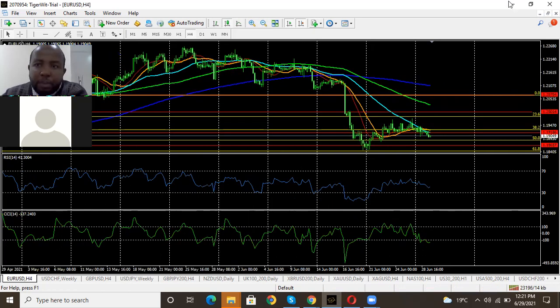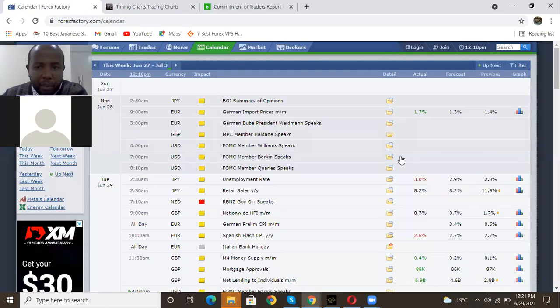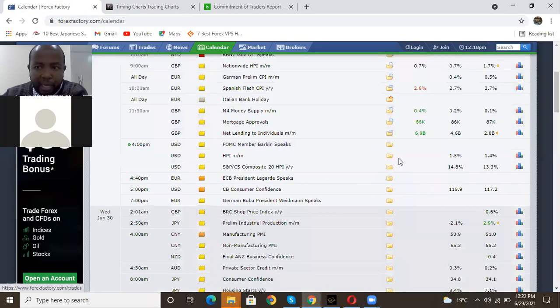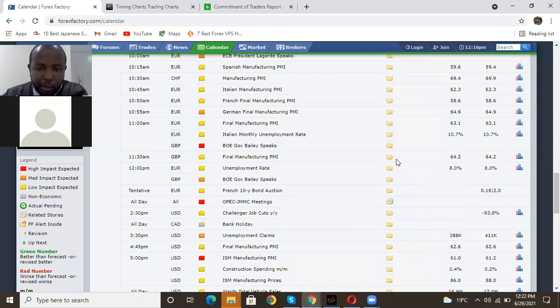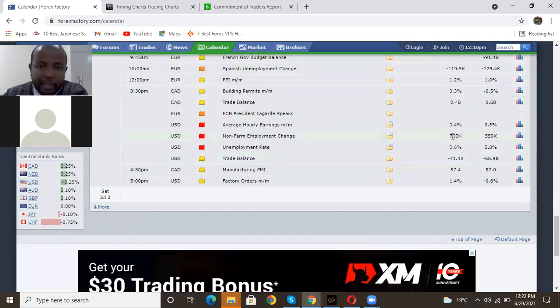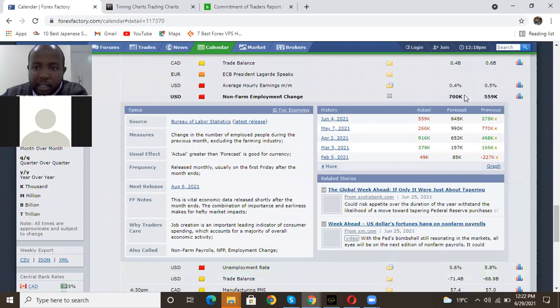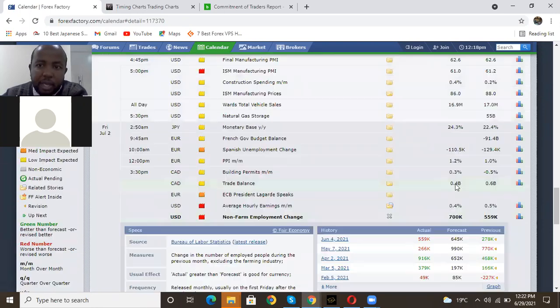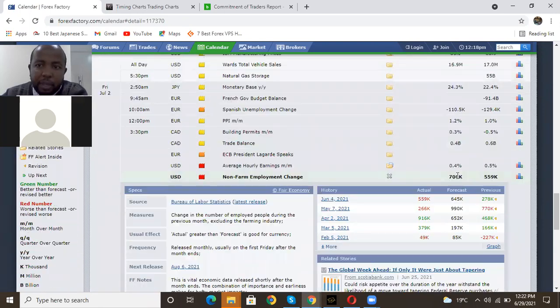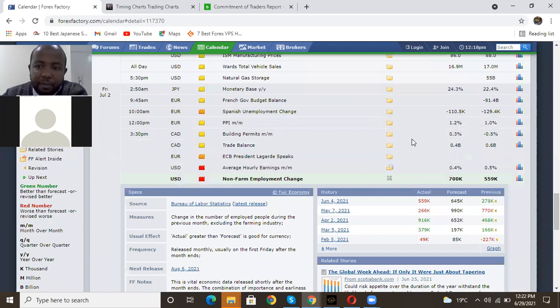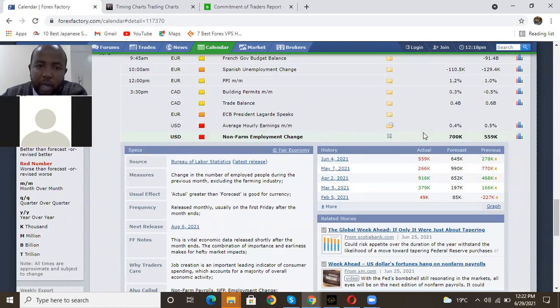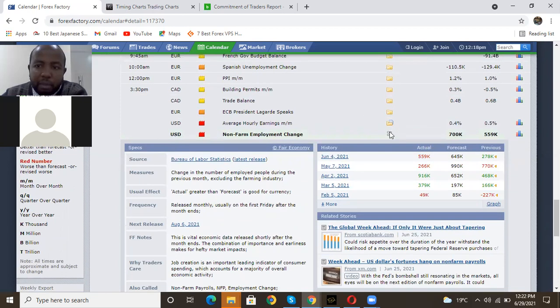If the job reports are good, of course, what will happen? The dollar will gain. If there are fewer jobs, the dollar will lose. So this is what we are looking at: the non-farm payroll. You can see here we are expecting how many? 700. Last time we added half a million jobs. So this is the last time, this is the forecast, then the actual. We have to wait for the actual number to know, did we add more jobs or fewer jobs? Also the average hourly earnings.